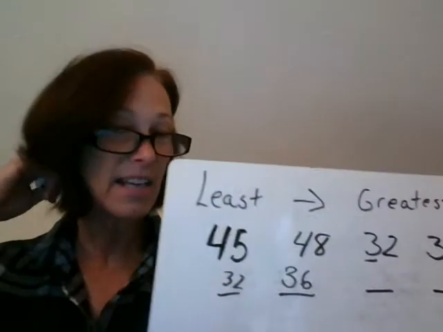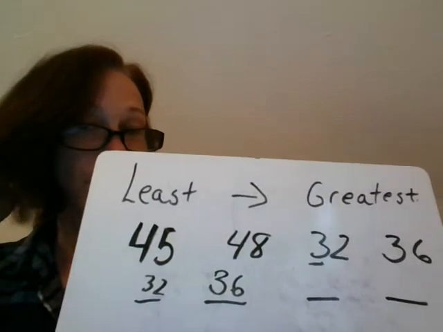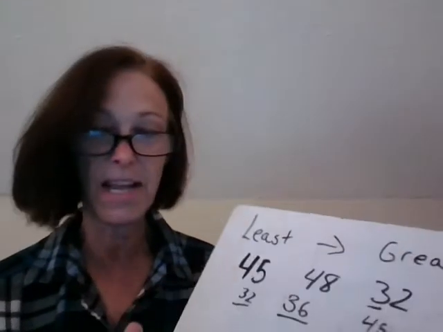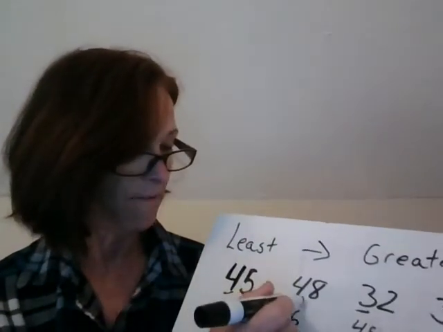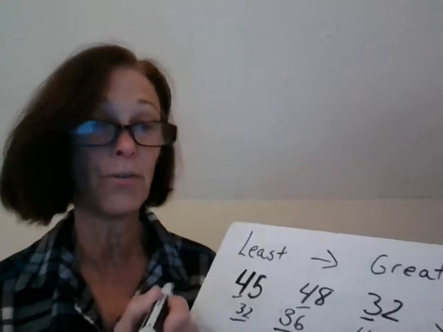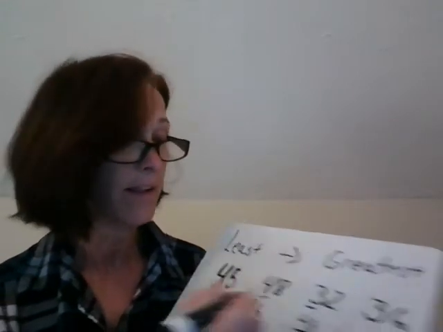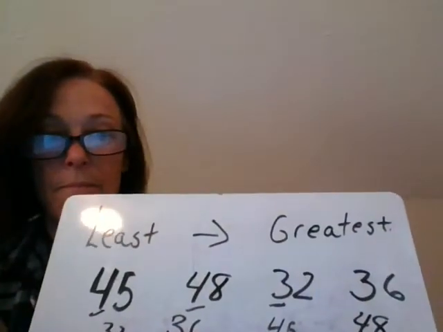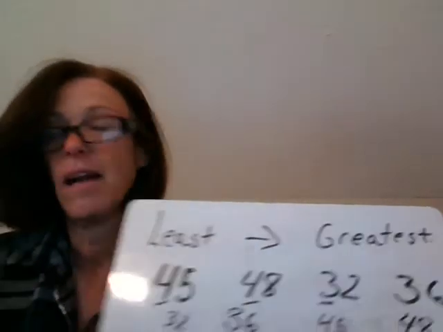All right. And the next least number would be, once again, the tens place are the same, 40 and 40. So which one is smaller? You got to go to the ones place, 45. That means 48 is the least.